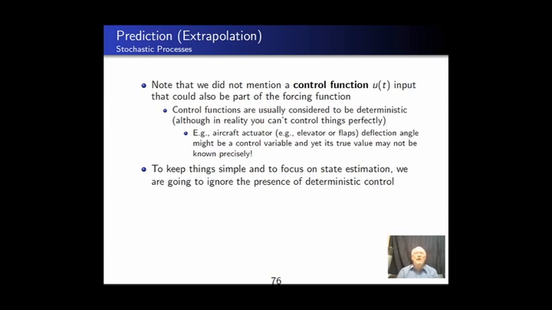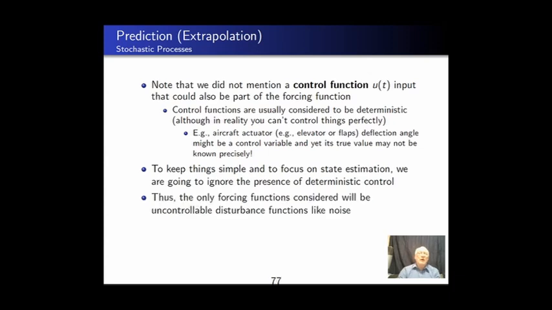And also we're trying to keep things simple and just focus on state estimation. And so we're going to ignore the presence of deterministic control. And thus the only forcing functions that we'll need to consider in these dynamic models are the uncontrollable disturbance functions we've been calling noise or white noise. And that's precisely what we want to filter out. So filtering is all about separating out the noise and getting the signal. That's why they call it filtering.